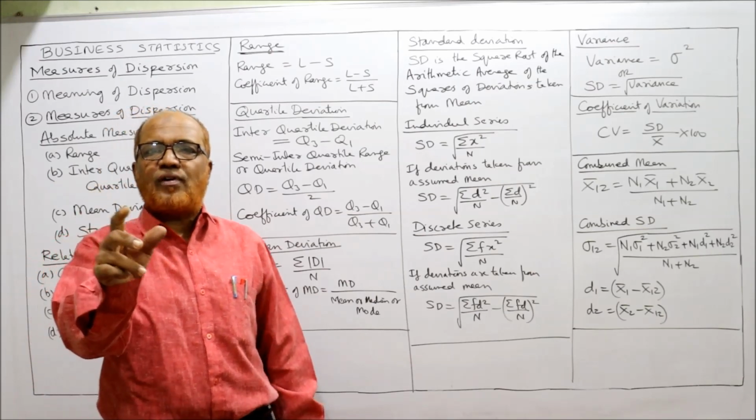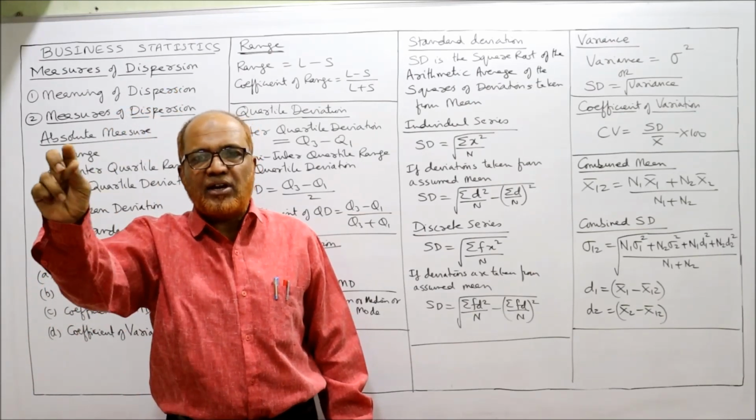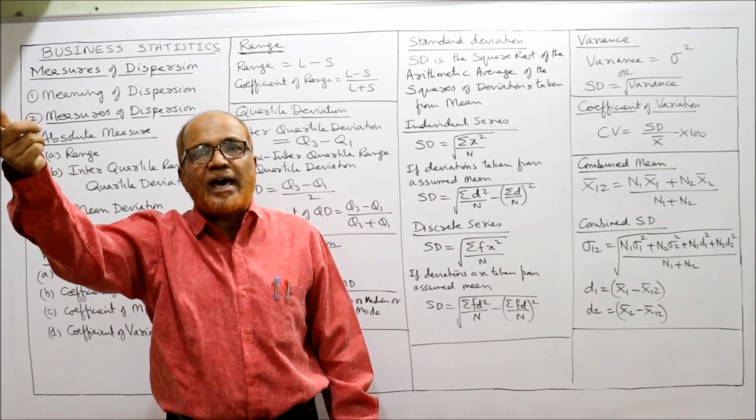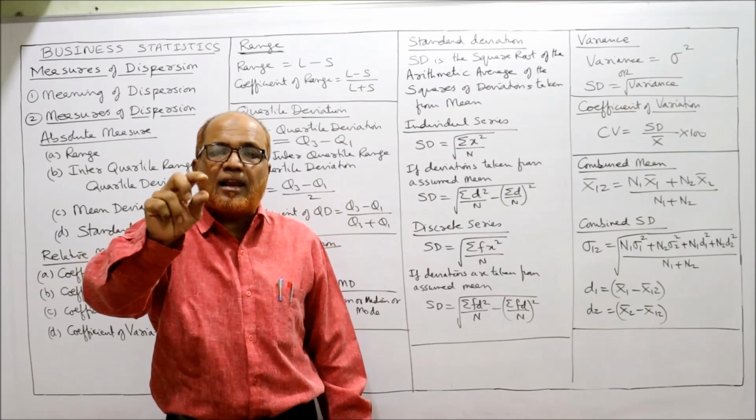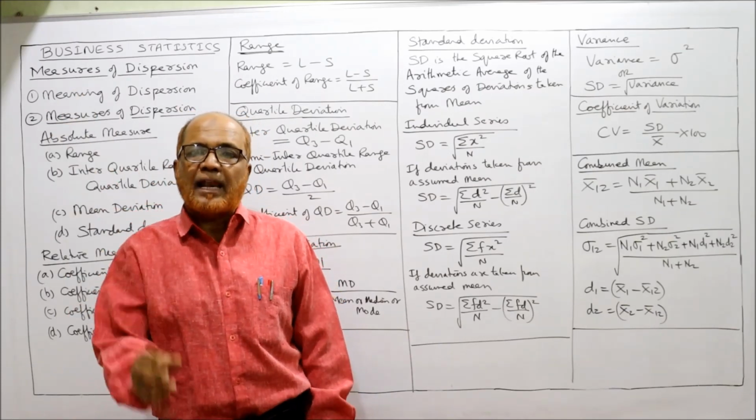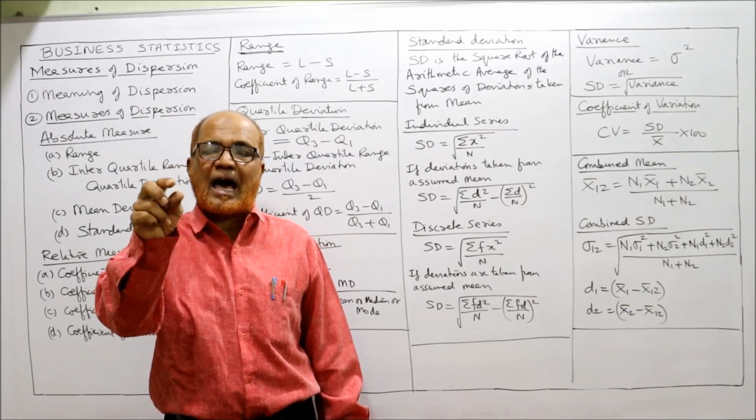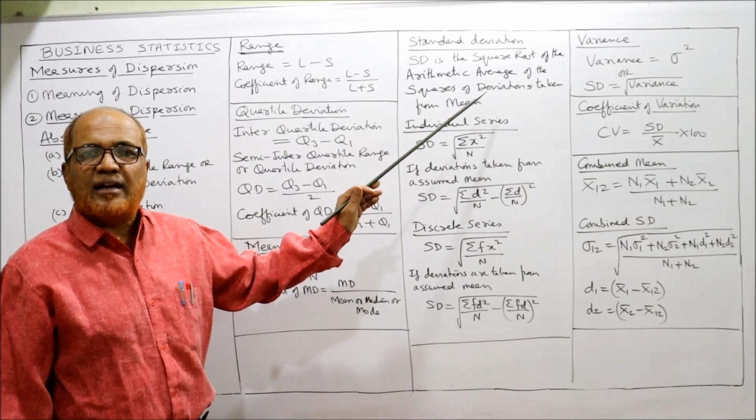So first of all, you calculate the mean. After calculating the mean, take the deviations. Then square the deviations. Then calculate the average of the squared deviations and put it under root. You will get the standard deviation.